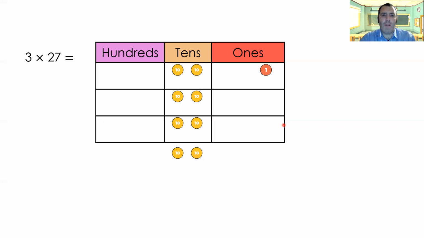I can now look at my tens column. So I can count up how many tens I've got in there. And I've got my 6 that I started off with from my original calculation and the 2 that I've exchanged up to make 8, which gives me my answer of 81.